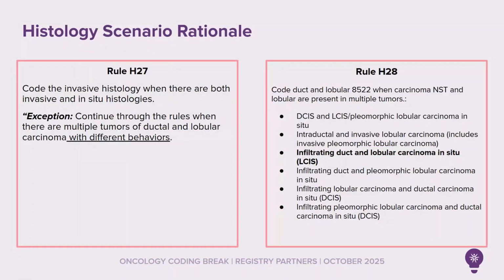So using the single tumor, invasive, and in situ component section, at first glance, H27 seems to apply. However, if we look at the exception, it states continue through the rules when there are multiple tumors of ductal and lobular carcinoma with different behaviors. In H28, we're instructed to code ductal and lobular 8522/3 when the final diagnosis is any of the following, and this contains our scenario of infiltrating duct carcinoma and LCIS.